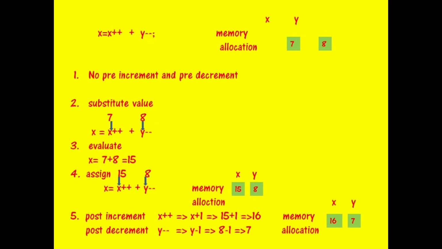Fifth step, any post increment or post decrement. So here in this expression, post increment is also there and post decrement is also there. Post increment increases the value by 1 and post decrement decreases the value by 1. So here x++ means x equals x plus 1, increases the value by 1. So the x value 15 is replaced by 16. y-- means y equals y minus 1. y value is 8 and it decreases by 1. So the latest value of y is 7. So the latest value of x is 16 and y is 7.